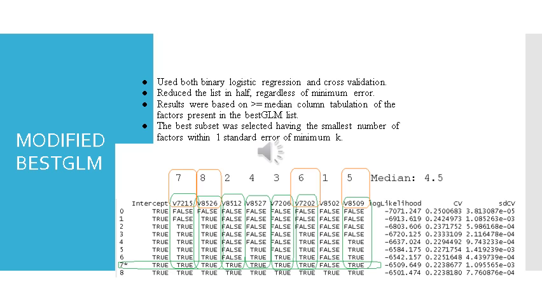The point of this is to show you that we skim the top half based on this column sum tabulation of whether or not that factor was included in the best subset. So there are 8 subsets here, and V7215 was included in 7 of those subsets, so it gets a column sum of 7.